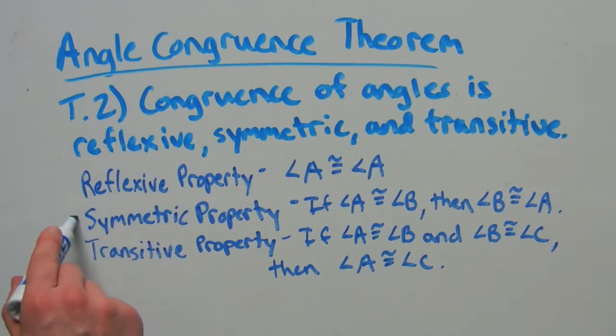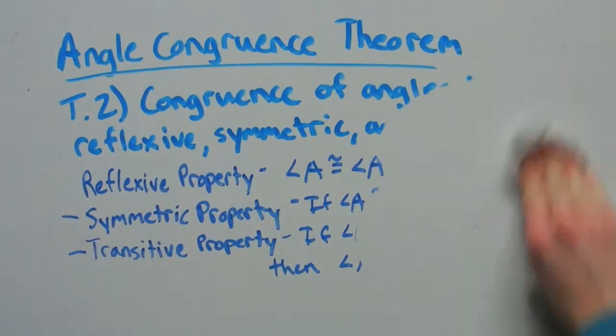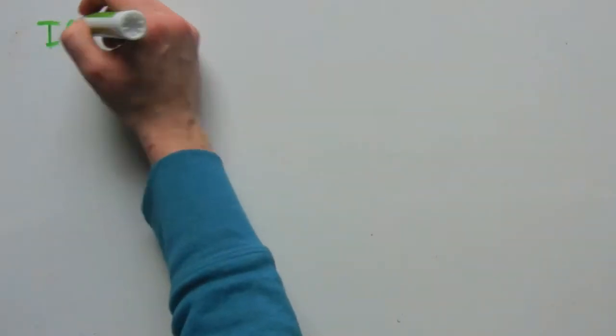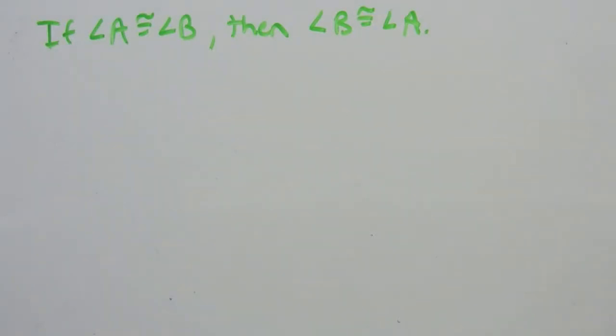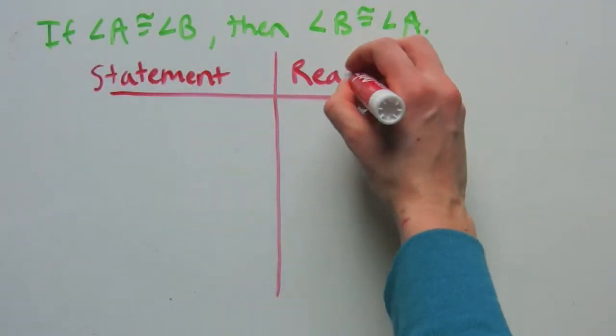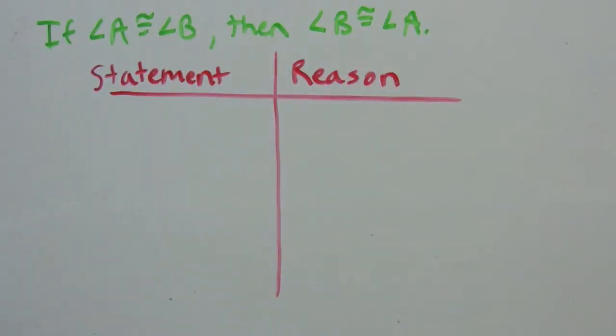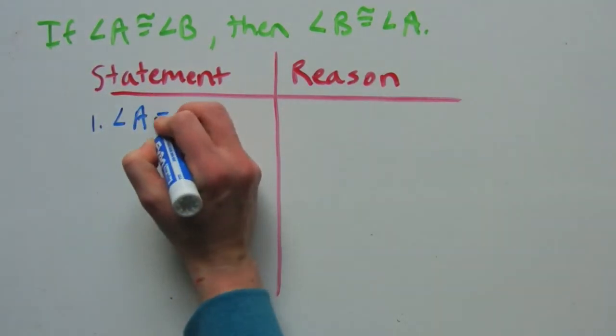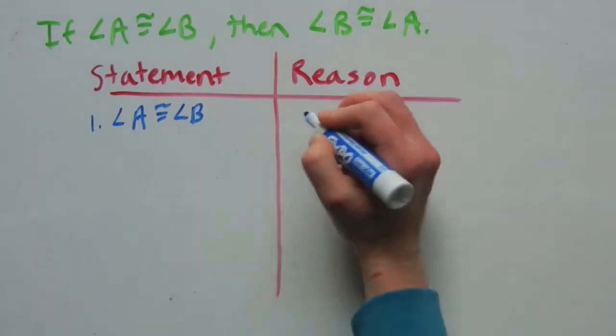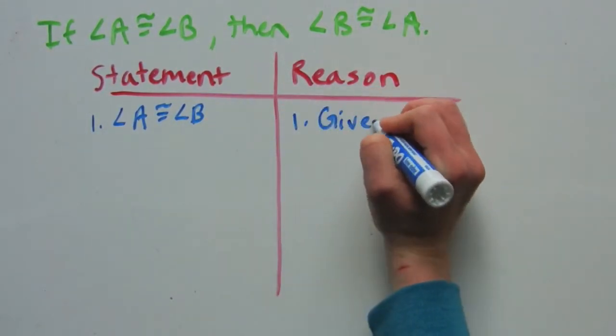Let's do a formal proof for symmetric and an informal proof for the transitive. So we have for the symmetric property that if angle A is congruent to angle B, then angle B is congruent to angle A. First we're going to start with the given. We have that angle A is congruent to angle B, and that's because it's given.